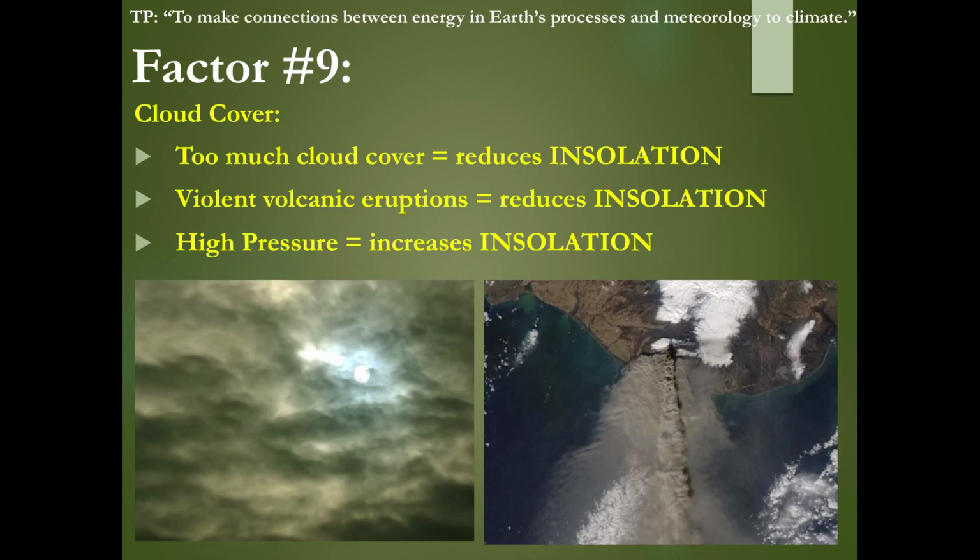In addition, violent volcanic eruptions. If you have a major volcanic eruption, like in this picture, that's going to give you a lot of dust and debris in the atmosphere. Almost like a cloud, right? It will absorb and reflect insolation, reducing the amount that reaches the Earth's surface, which would in fact also make it cooler, at least on the Earth's surface. High pressure conditions, where the sky is clear, clear blue skies, you would have an increase in insolation, so the Earth can absorb a lot more insolation that way.